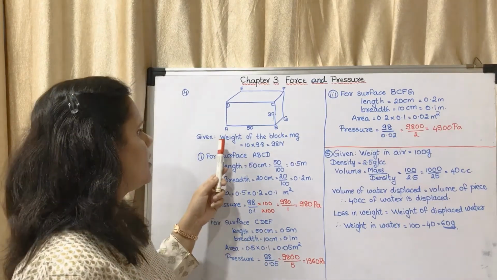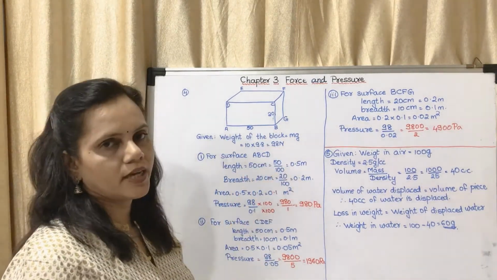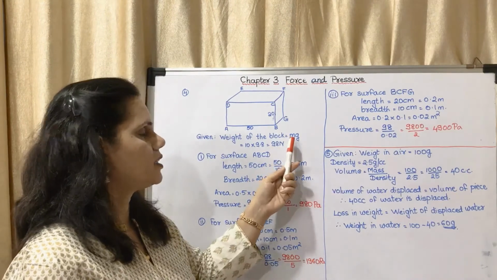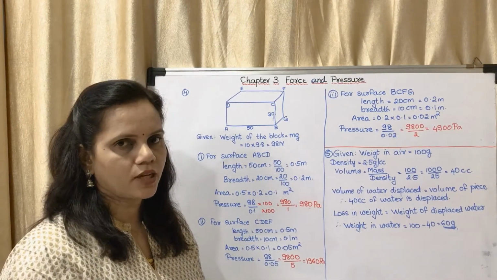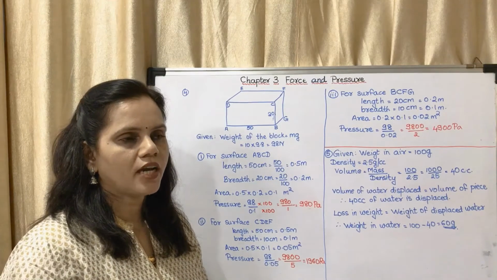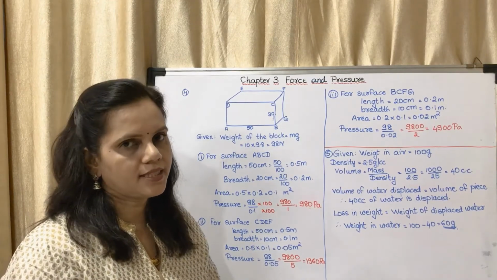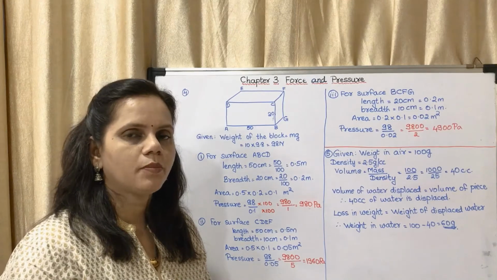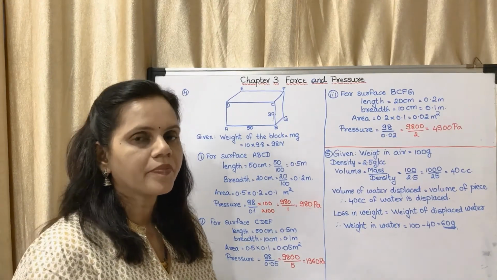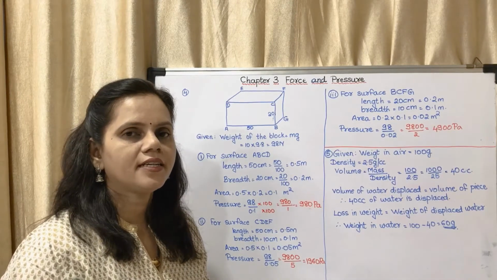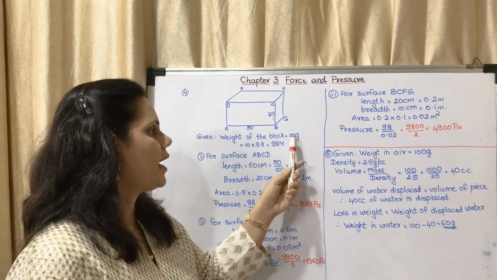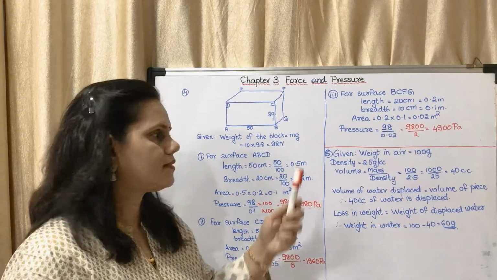So we will see, weight of the block is equal to mg. They have given the mass of the block. Mass and weight are not actually the same in physics. For the common man it might be the same, but in physics, mass and weight are not the same. Mass is the quantity of matter present and weight is mass into acceleration due to gravity.